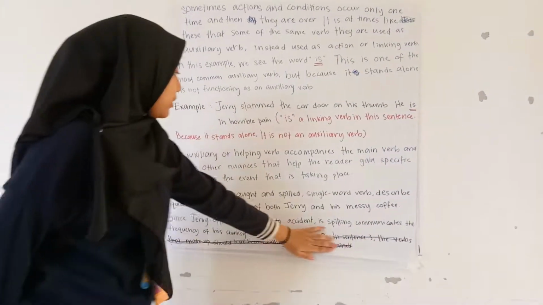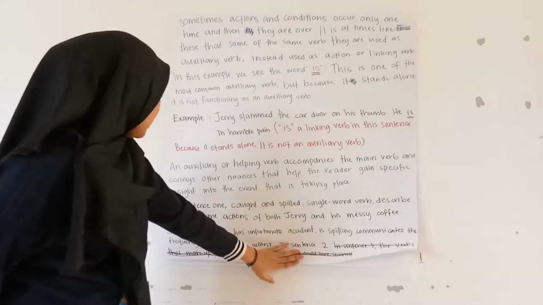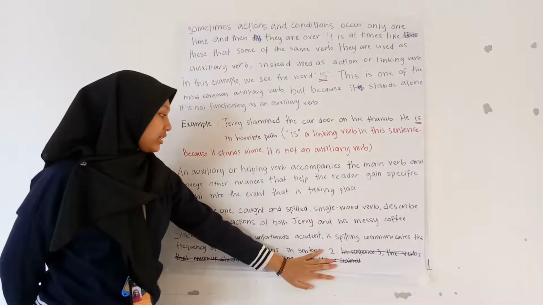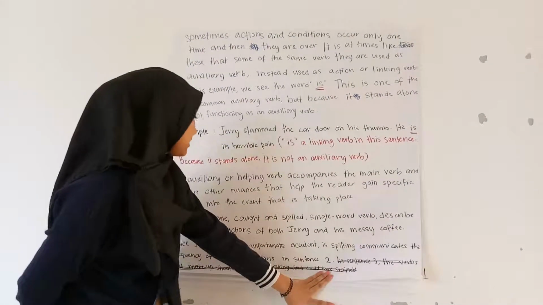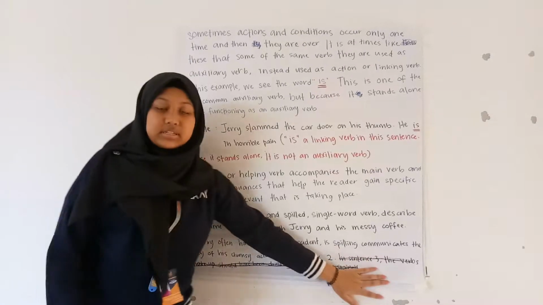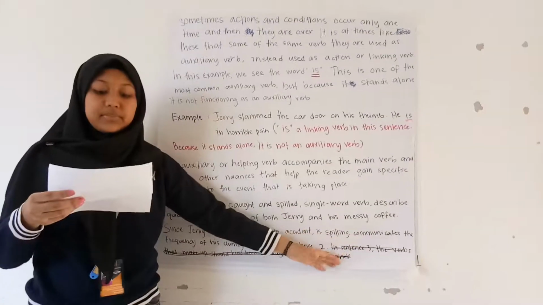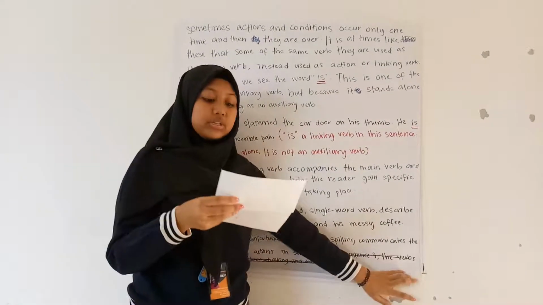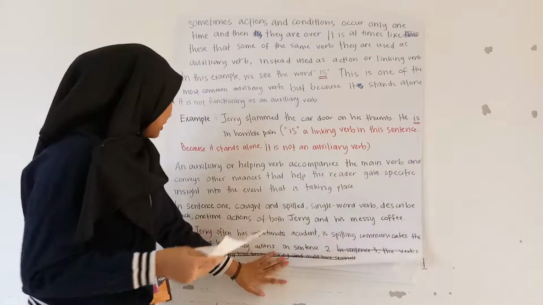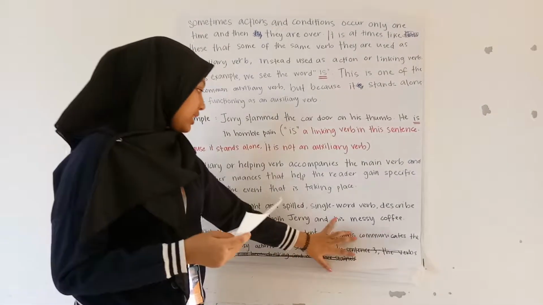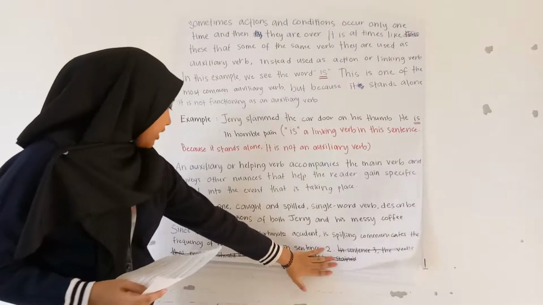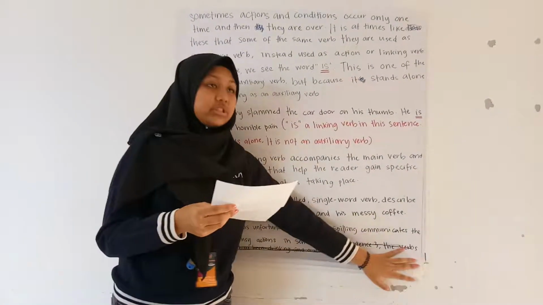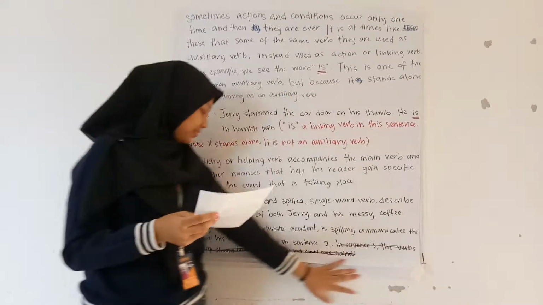An auxiliary or helping verb accompanies the main verb and conveys other nuances that help the reader gain specific insight into the event that is taking place. There are three examples. Number one is, Jerry caught his tongue in the car door as coffee spilled from his cup onto his favorite shirt. Okay, so in this sentence, caught and spilled, single word verbs, describe quick one-time actions of both Jerry and his messy coffee.